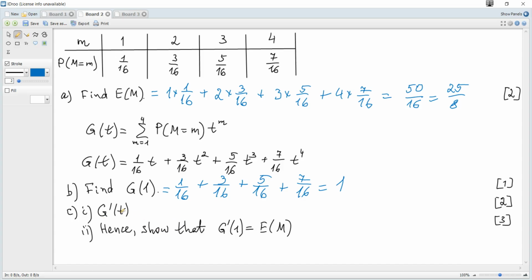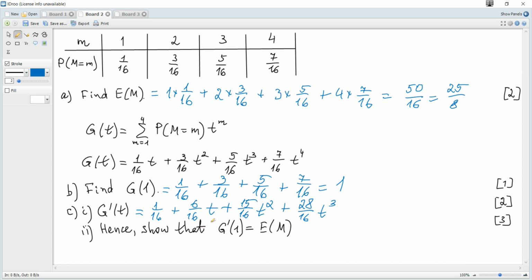Next, find the derivative of g of t. You can see that it's a function of t and we need only the derivative of x to the power of n, which is n times x to the n minus 1. So t's derivative is just 1, so it's 1 over 16 plus t squared's derivative, it's 2 times t, so it's 6 over 16. You may simplify it, plus 15 over 16 t squared plus 28 over 16 t cubed.